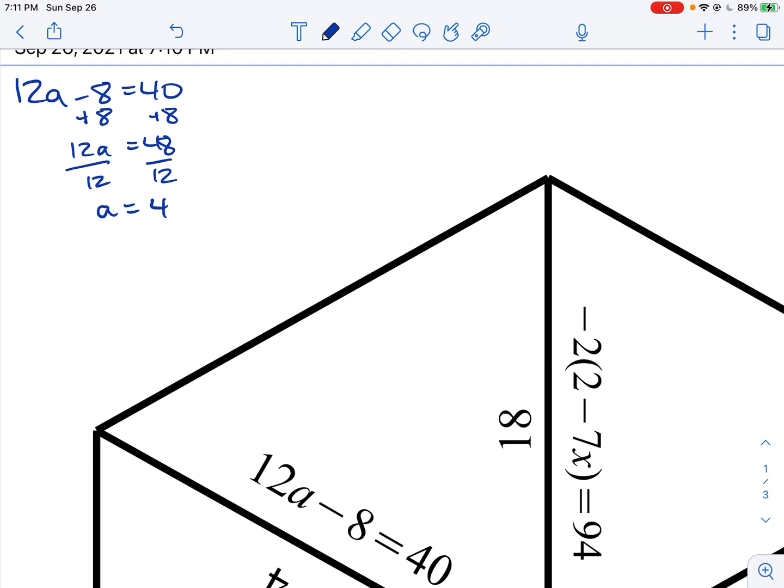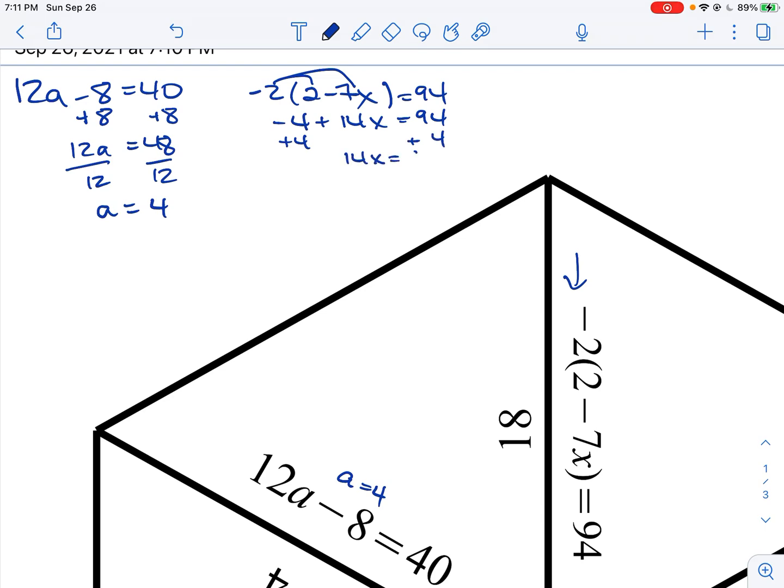Then this one, I got a equals 4. Then this one right here, I'm just going to write it: negative 2 parenthesis 2 minus 7x equals 94. So I multiply through, I do the distributive property. I get negative 4 plus 14x equals 94. I add 4 on both sides. I get 14x equals 98.